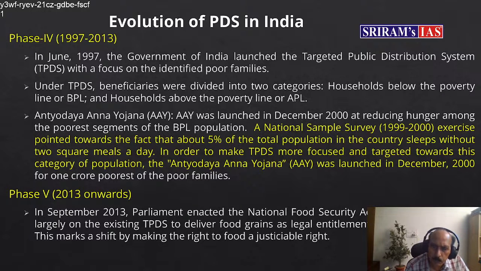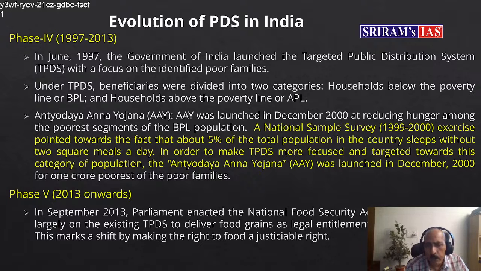But in 2000, the NSSO, National Sample Survey, conducted a survey, and they found that even if the BPL system is implemented, and the poor families are identified under the system and provided subsidized food grains, still 5% of the total population in the country is such that it is sleeping at night without any food.